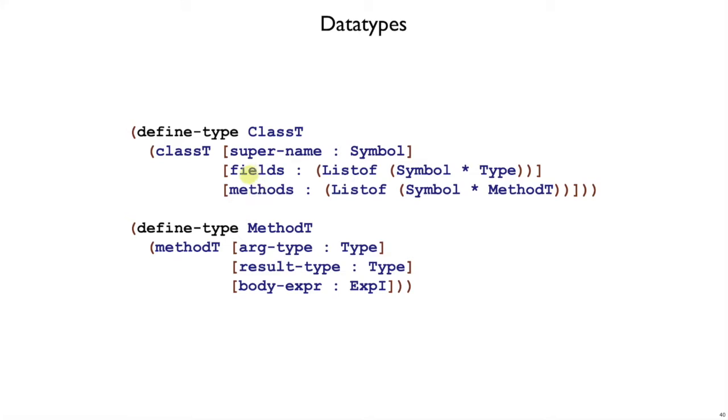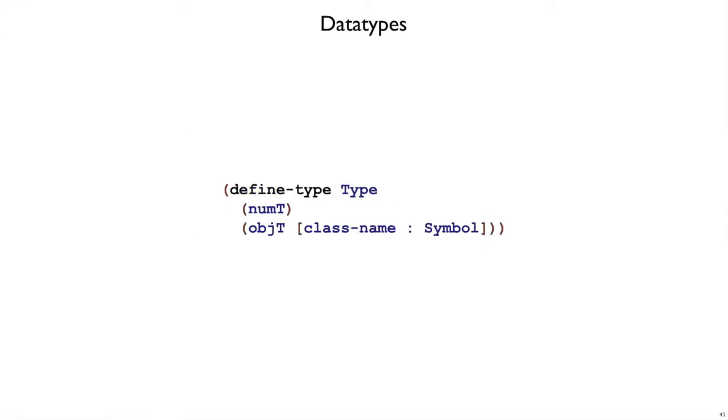The difference here now is that it's not just field names, but field names paired with a type for each field. Similarly, in our methods list, where we pair a method name with a method, that method has not just a body expression, but it has an argument type and a result type. So we're going to have a method T to combine that body expression with those two types. For the expressions themselves, we don't write any types in any of our expressions, so we can just reuse the XI data type that we had for the untyped version of our class-oriented language.